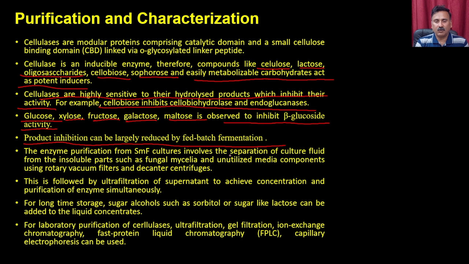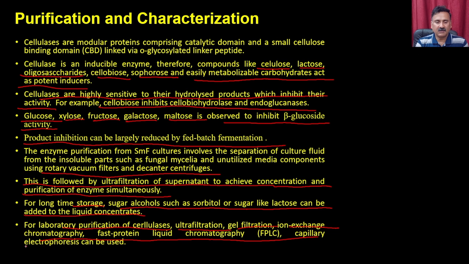The enzyme purification from the SmF culture involves the separation of culture fluid from the insoluble parts such as fungal mycelia and media components using a rotary vacuum filter and decanter centrifugation. This is followed by ultrafiltration of the supernatant to achieve concentration and purification of the enzyme. For long time storage, a sugar alcohol such as sorbitol or a sugar like lactose can be added to the liquid concentrates. For laboratory purification of cellulases, ultrafiltration, gel filtration, ion exchange chromatography, FPLC, and capillary electrophoresis can be used.